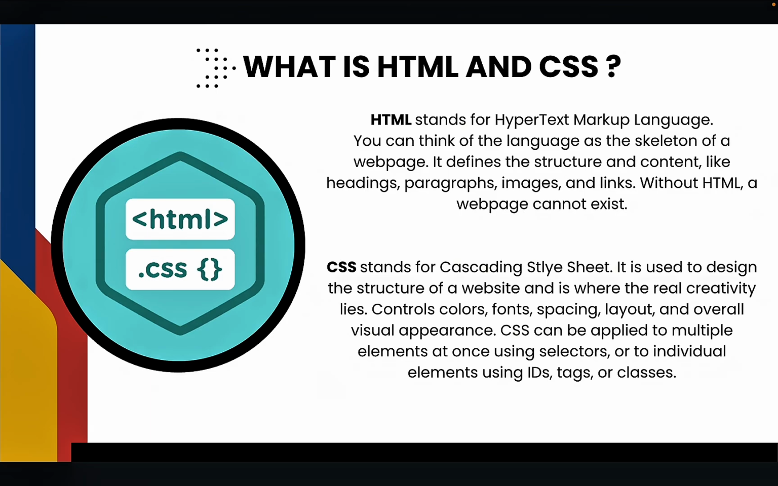CSS, on the other hand, stands for Cascading Style Sheet. It's used to design the structure of a website and is where the real creativity happens. It controls the colors, fonts, spacing, layout, and overall visual appearance of a website. CSS can also be applied to multiple elements at once using selectors or to individual elements using IDs, tags, or classes.